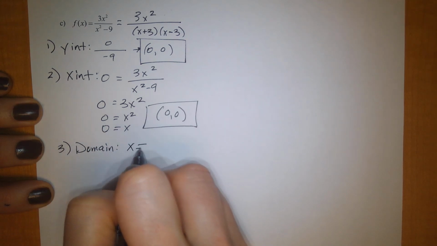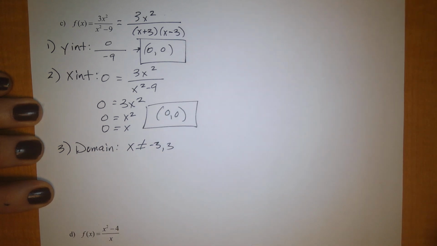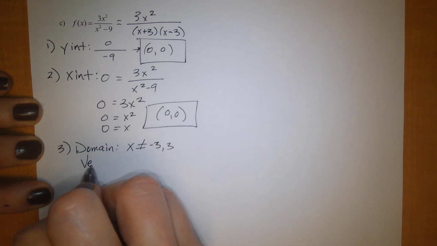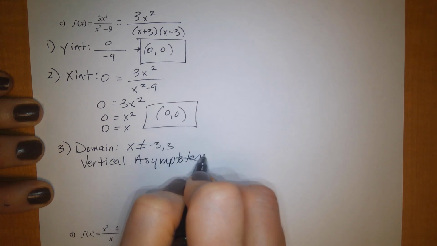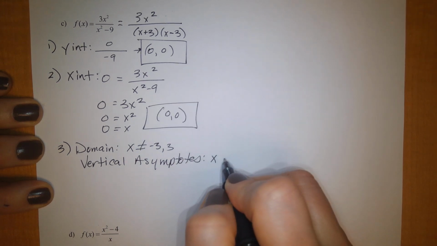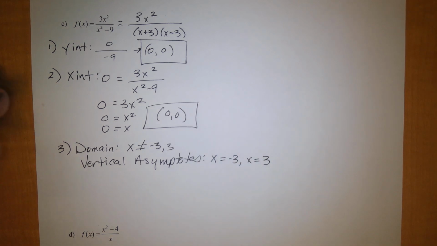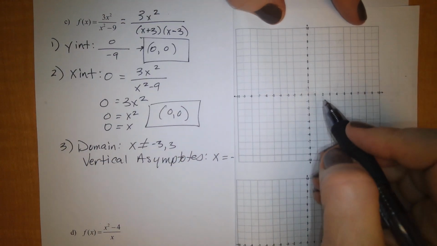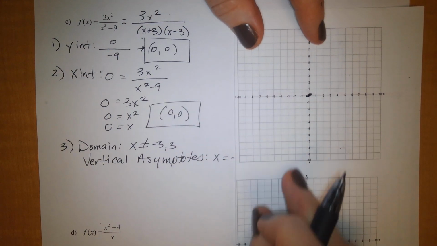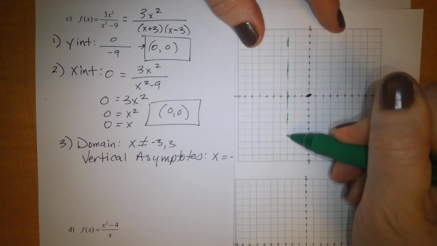In the domain, x can clearly not be 3 or negative 3, since it makes the denominator 0. When you have exclusions from your domain, that tells me there will be vertical asymptotes at those locations. Those vertical asymptotes will be located at x equals negative 3 and at x equals 3. So let's graph what we have so far. So far, I have an x and y-intercept at 0, and I have vertical asymptotes at negative 3 and 3.